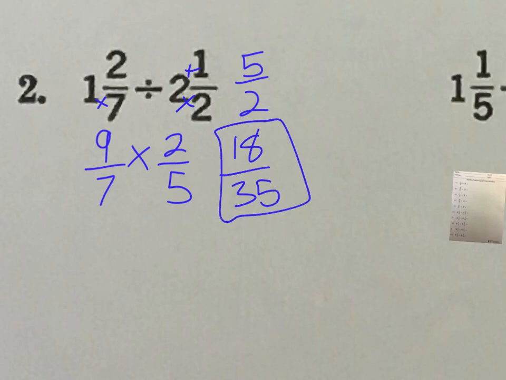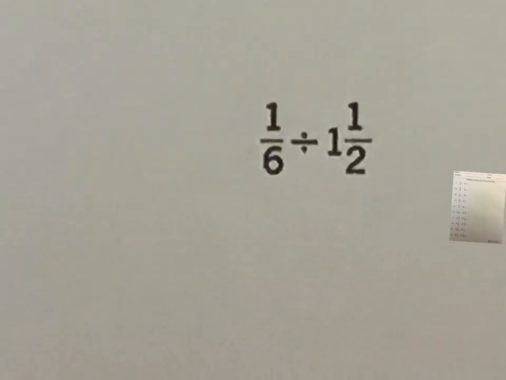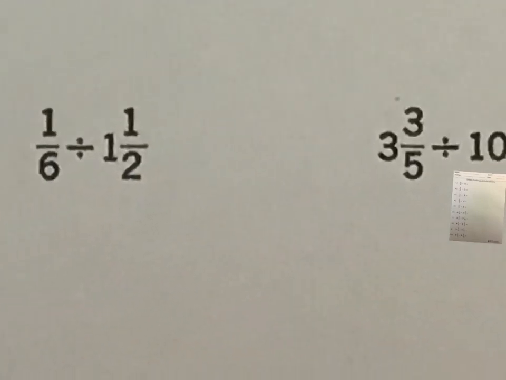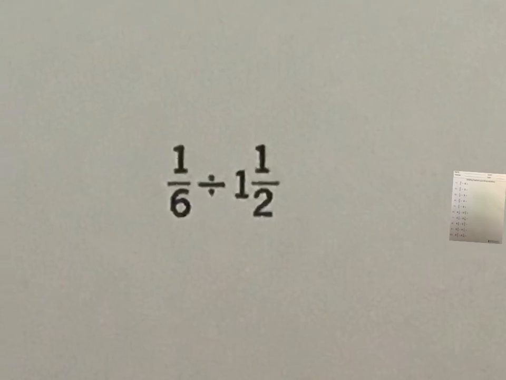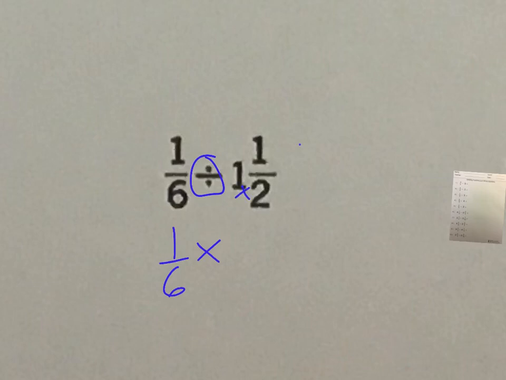Okay. Let's go down to this next level here, and we have a mixed number with a regular fraction. And you can see different variations of that. So let's try this one out. Okay, so the first one's a fraction, so we're going to keep it. Then we're going to change the symbol to a multiplication. And then this is a mixed number, so we have to change it into an improper fraction before we flip it. So 2 times 1 is 2, plus 1 is 3, so that turns into 3 over 2.